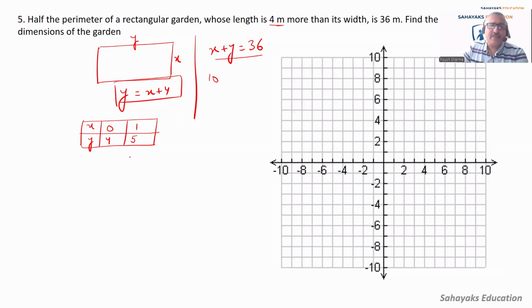Okay, but let me just make the first line. So x and y is (0, 4). This is the point. The second one is (1, 5). This is the point. So this is the first line.